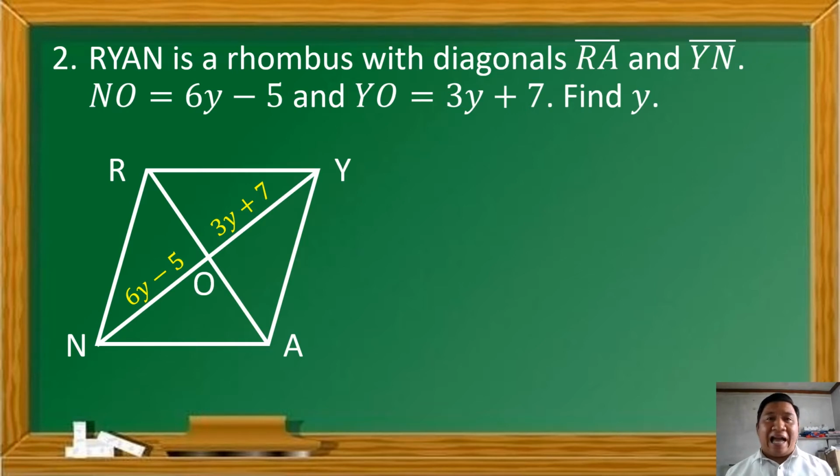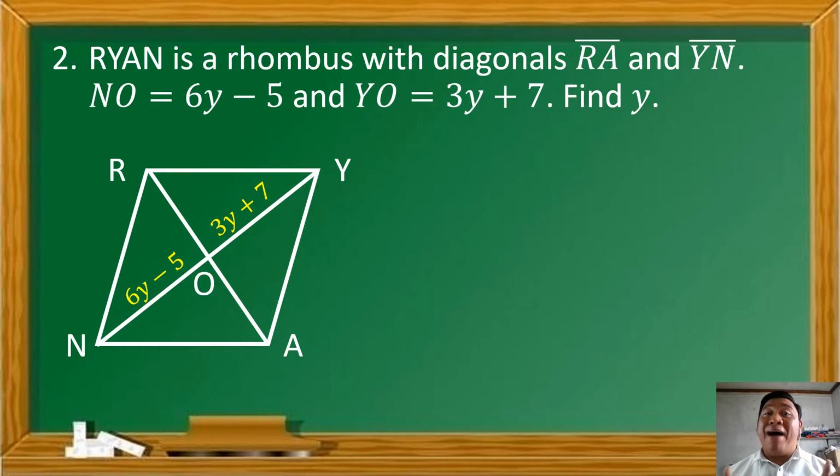Alright, so paano natin gagawin yon? So since ang involved sa problem natin ay diagonals of this rhombus, ano ba yung sinasabi ng theorem regarding the diagonals of a rhombus? So ang sabi doon, that the diagonals of a rhombus are perpendicular and bisect each other.